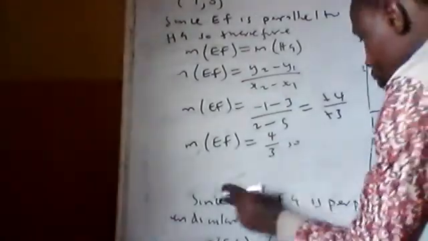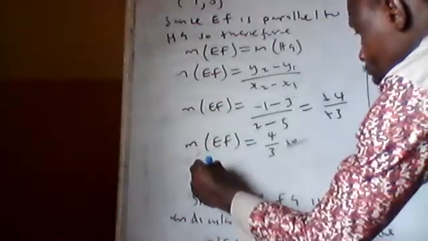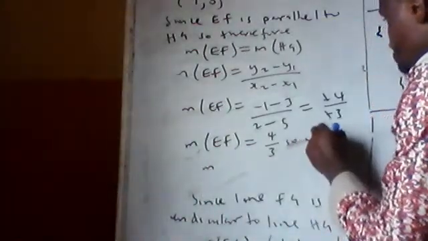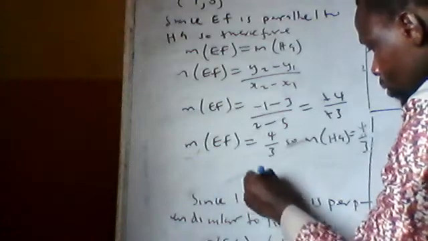Now the one I was using before, I found what? The gradient of EF is known, it is 4 over 3. So the gradient of HG will be equal to 4 over 3, because the gradient of EF is equal to the gradient of HG, because they are parallel to each other. So can you say that you get the same answer? Whether you do this one or this one, you still get the same answer. Our gradient is 4 over 3. So we continue from the next lesson.